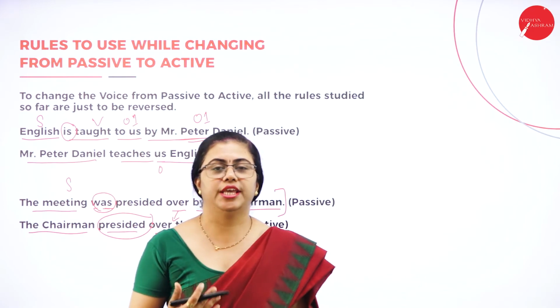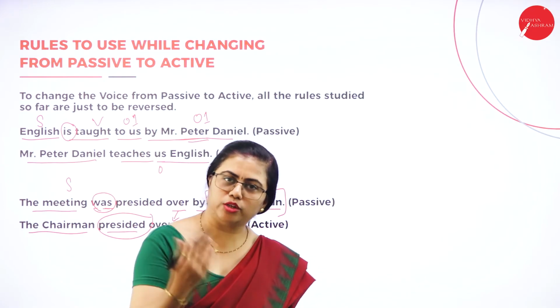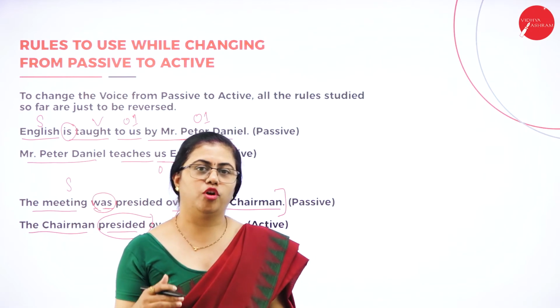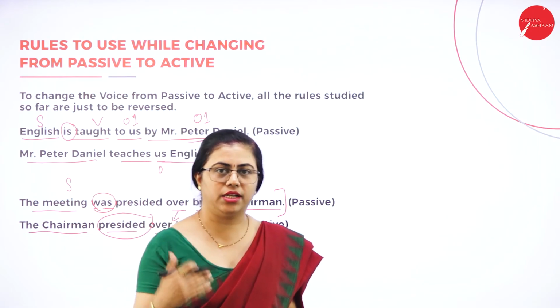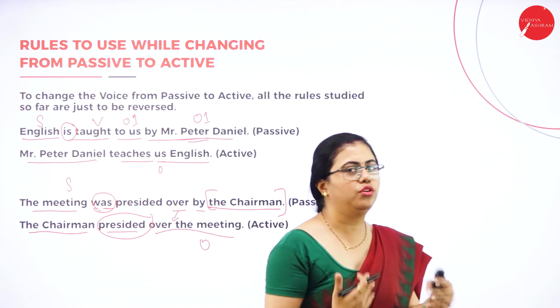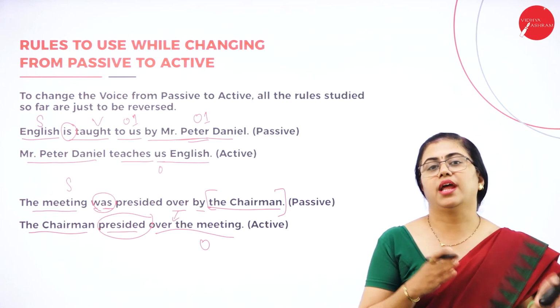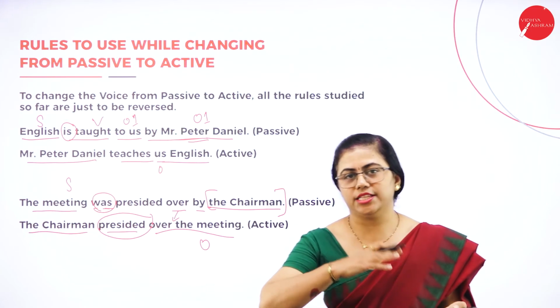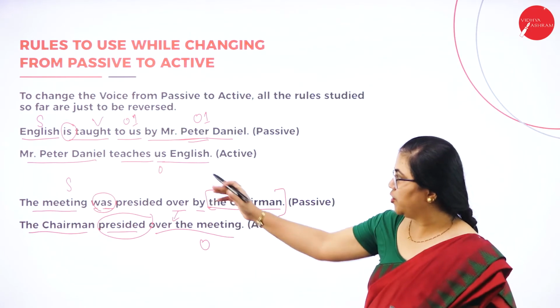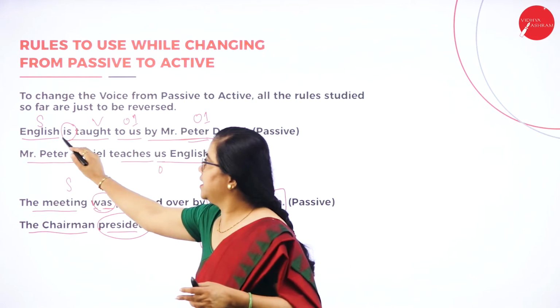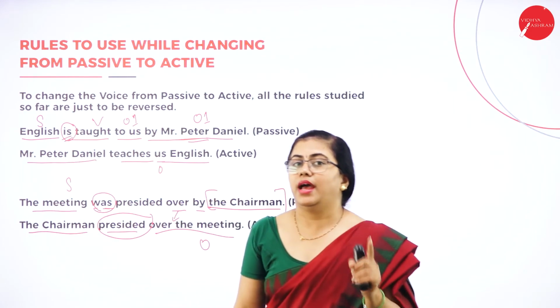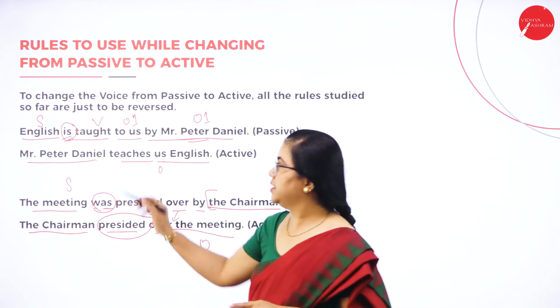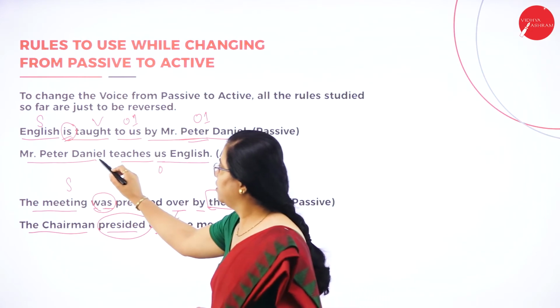Whenever you want to change from passive to active, just go back to the rules, study all the rules you have learned for changing from active to passive. The same thing, you just have to reverse it. Whatever you are adding while changing from active to passive, you will remove while changing from passive to active. For example, you just added "is" when changing from active to passive, but changing from passive to active, you are removing that "is".